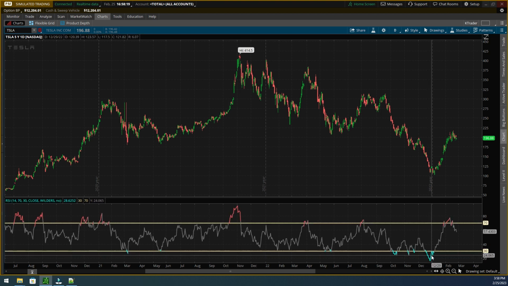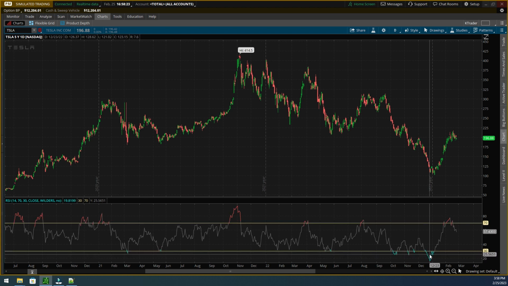When the line is aqua color, it means the stock is in an oversold condition. That means there's a chance that the stock may rally from this point forward.